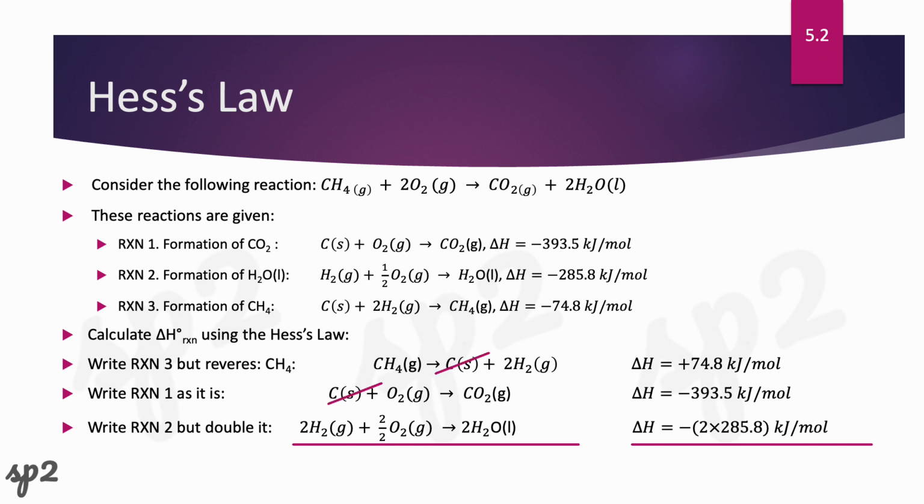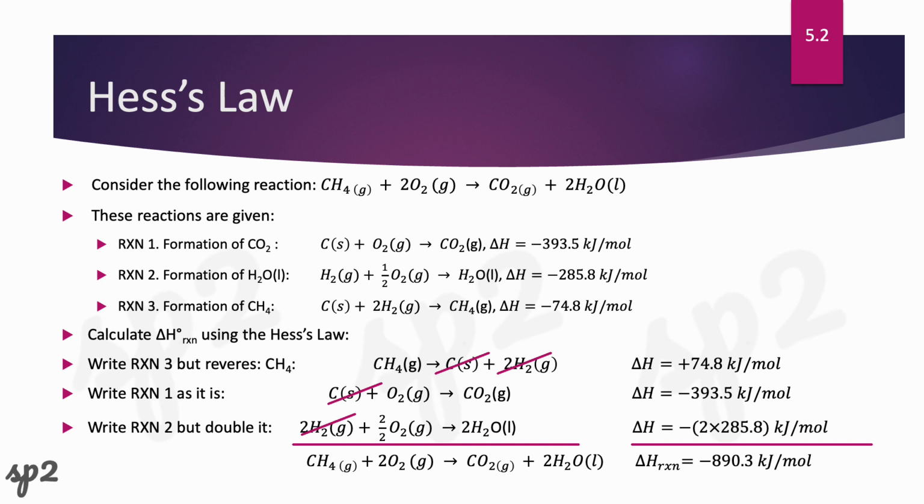So I can cancel my carbons here. I can also cancel my hydrogens, right? You can write the rest of the reactants and products, and that goes by methane reacting with your oxygen gas. We're producing CO2 and water, right? And just need to sum all of these delta H's.